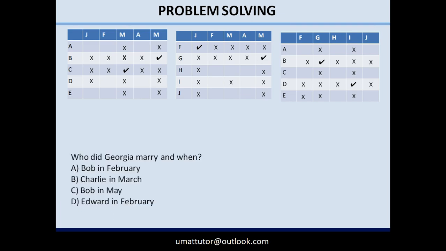And finally, who did Georgia marry and when? So you can see here that Georgia married Bob. So it's down to option A or C. And from here we can see that Georgia married in May. So just like that, you can say option C, Bob in May. Which is an example of how quickly you can do questions once you've got the initial working set up. So yeah, it pays to read the question carefully and do all the working very carefully.